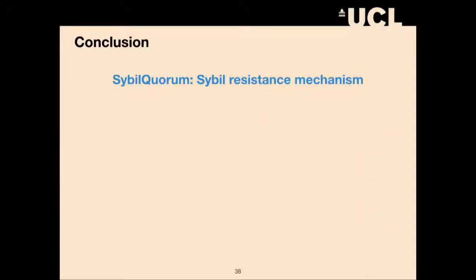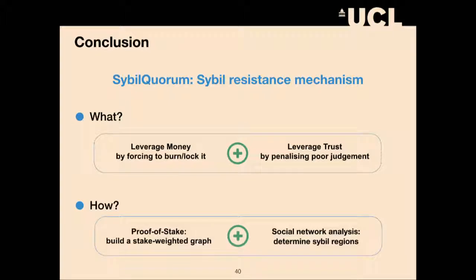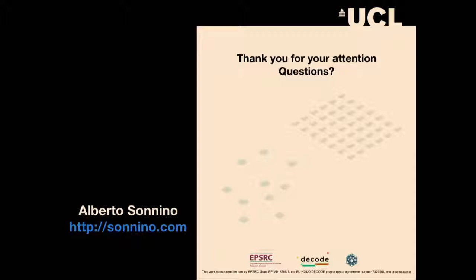So in conclusion, SybilQuorum is a Sybil resistance mechanism. What it does is leverage money by forcing nodes to lock it or burn it, as in traditional proof of stake. But instead of locking it for the node itself to enter the system, it would lock it into some links. The second thing it leverages is trust, by penalizing poor judgment, because if you connect to a fraudster, he could simply take the money out of the link and disappear with it. And how we do it is using traditional proof of stake, weighted graphs, and social network analysis to determine the Sybil regions probabilistically. Thank you for your attention, and if you have any questions.